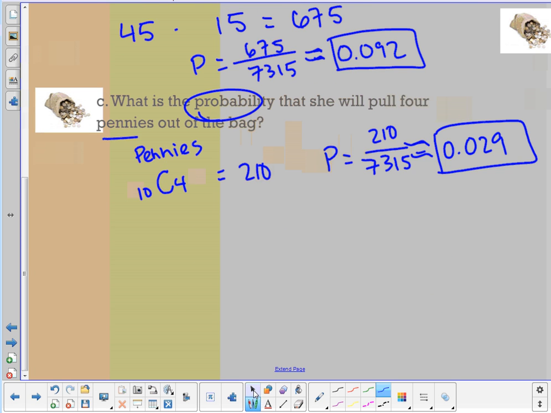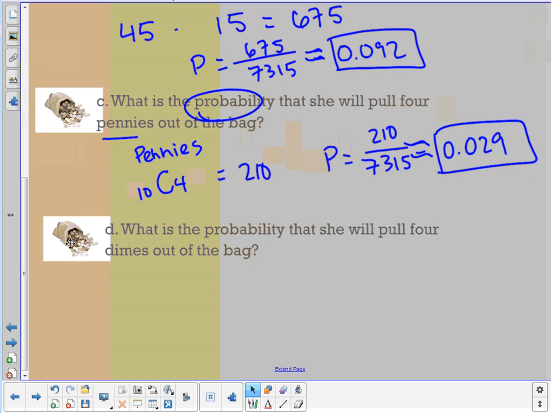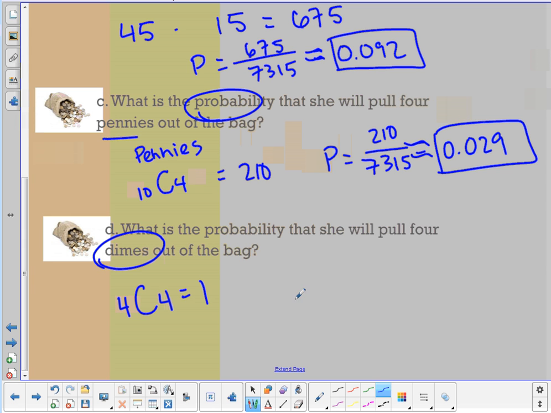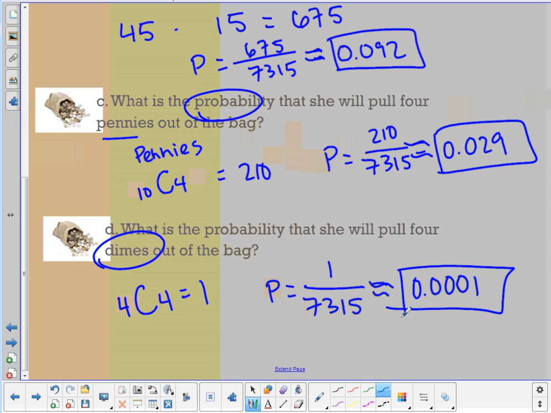And then the last one asks, what's the probability that she will pull 4 dimes out of the bag? So now I'm looking for 4 dimes. Well, there's only 4 dimes total, so 4C4 is equal to 1. There's only one way that she can pick the 4 dimes out of the bag of 22 coins. So I have a probability that's going to equal 1 success, only one way to do it, out of 7,315. And again, we're going to need some more digits here because 3 won't be enough. I'm going to go out to the 4th digit, and it's going to be 0.0001. So a 1/10 of a percent of a chance there. That's a really small percentage.